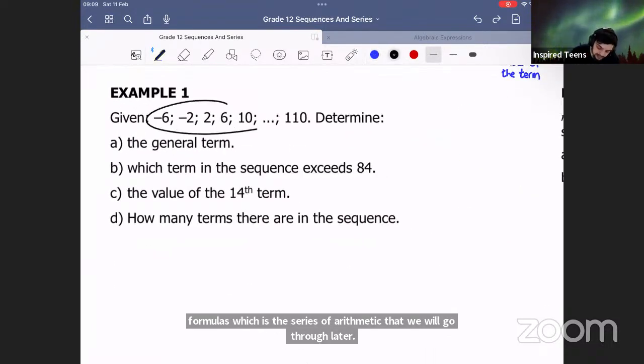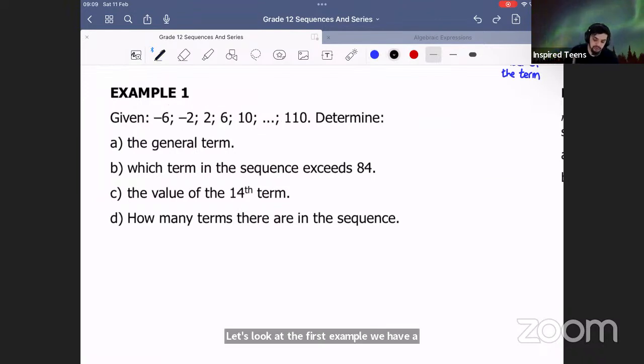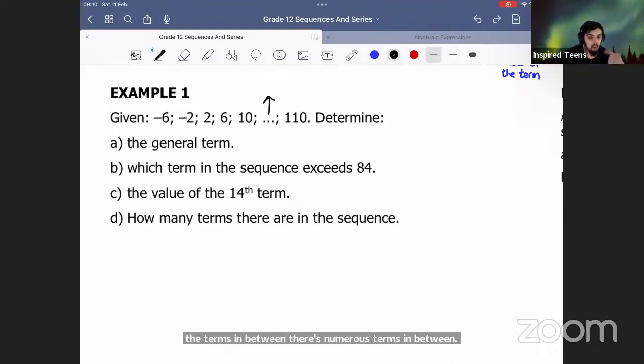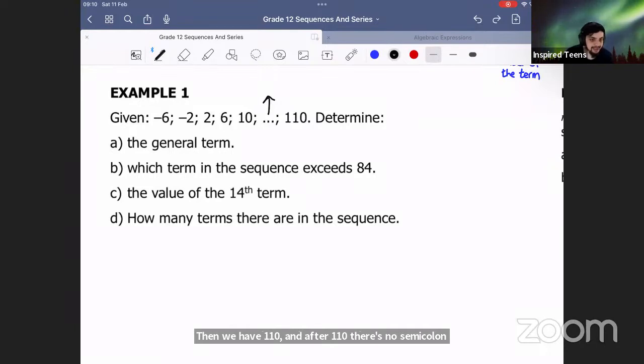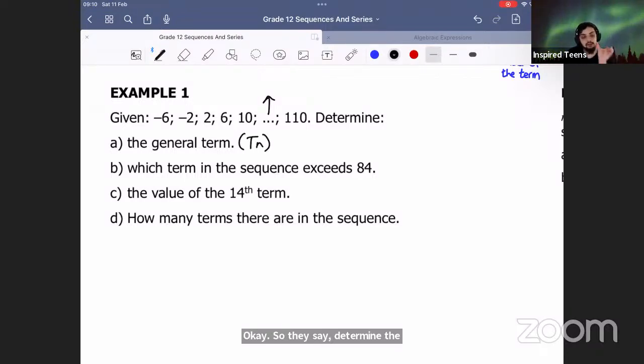We have a pattern. They say given -6, -2, 2, 6, 10, ..., 110. So when we have something like this, that's obviously the first term. Then we have comma, dot, dot, dot. That just represents all the terms in between. There's numerous terms in between. Then we have 110. And after 110, there's no semicolon anymore. There's a full stop, which means that's actually the last term of the sequence. So they say determine the general term. They want Tn. So they want a general formula for this sequence.